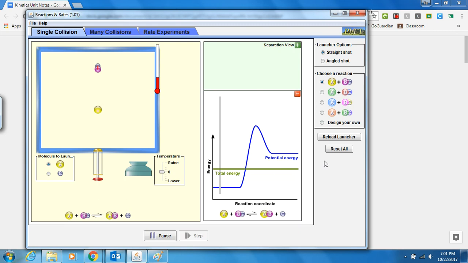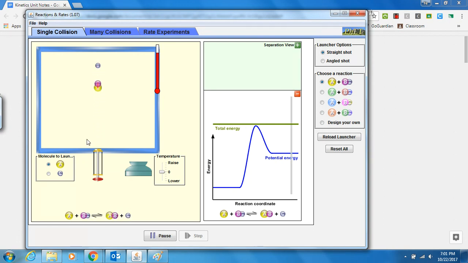So let's try this again. Let's reload this launcher and pull back this knob. And now let's raise that total energy bar past that activation energy point. So just right past that. Let's let it go. And looky there, we have a collision here. This is called an effective collision. Our reactants make the collision and can convert to products. Now it is going back and forth, and that's okay because we have these double arrows. That means it's going back and forth at equilibrium.